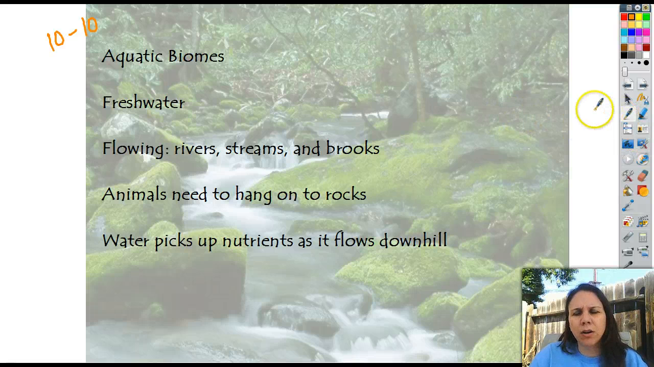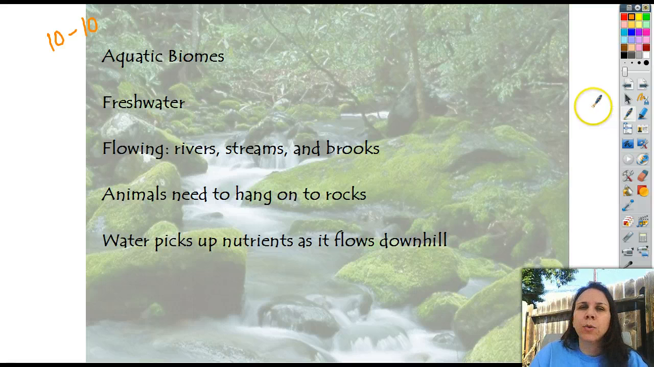Aquatic biomes are usually classified by what type of water makes it up. You have saltwater, freshwater, and brackish water. Brackish is a mix between salt and fresh. So we're going to start out with the freshwater biomes.